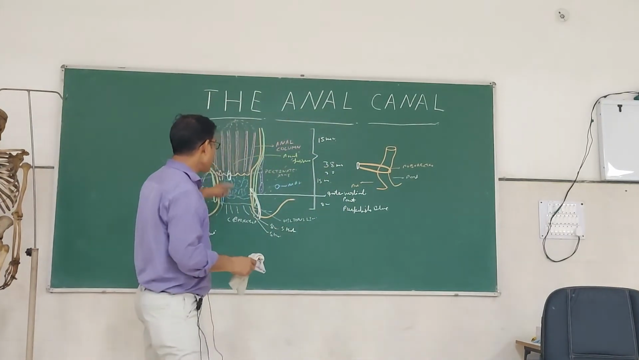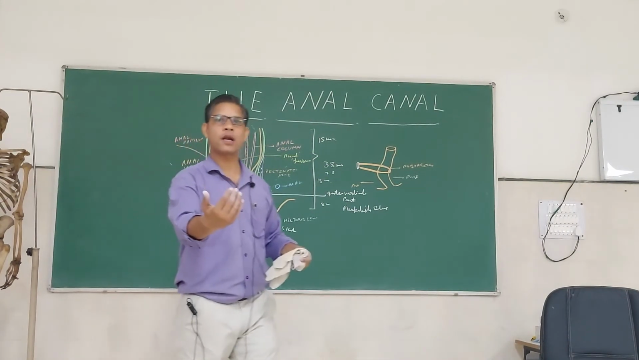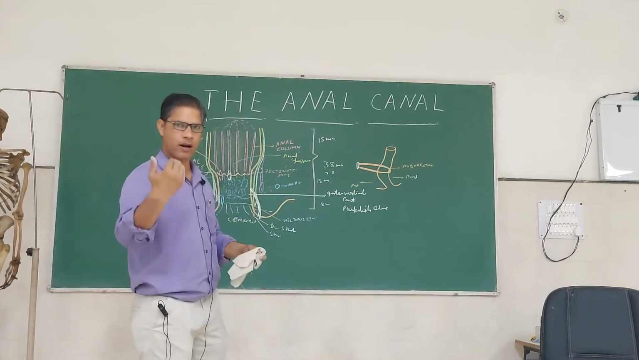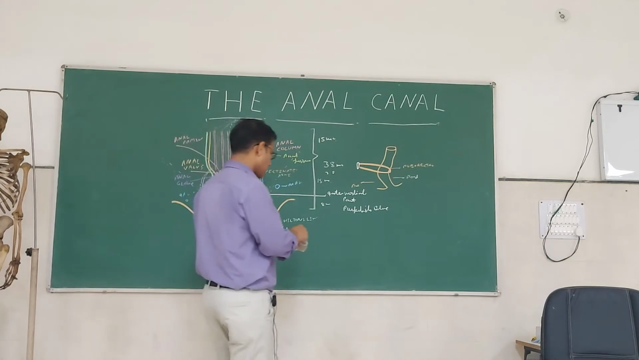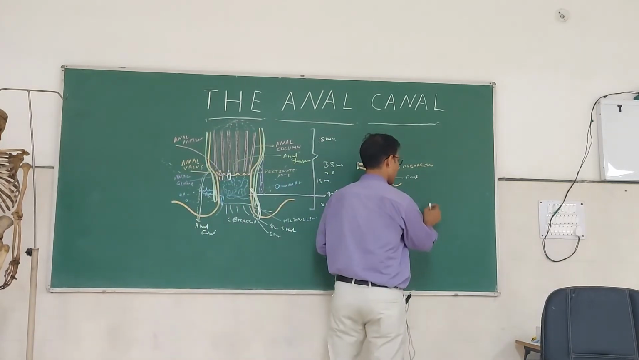So every picture is there: what the pectinate line is separating and what the Hilton line is separating. Now I am drawing another diagram to show the different sphincters. Okay, let's talk about the anal canal.